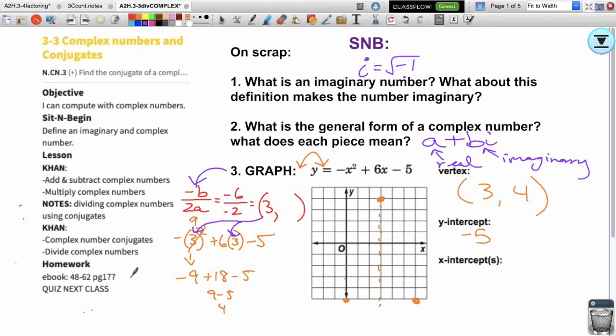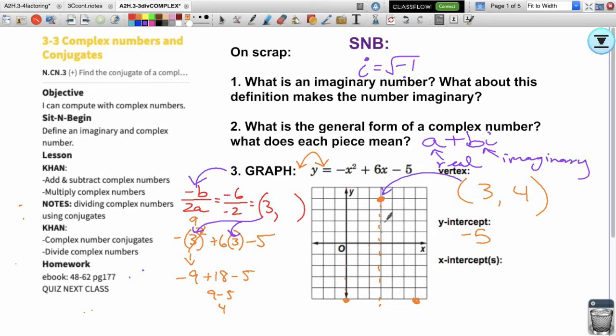I want to remind you that any number squared, you do that first and then apply the negative after. That negative is a coefficient, folks. So you end up with -9, and then 6 times 3 is 18, and we go left to right. -9 plus 18 is 9. 9 minus 5 is 4. So our vertex is right here.